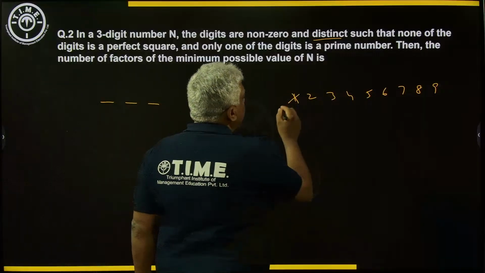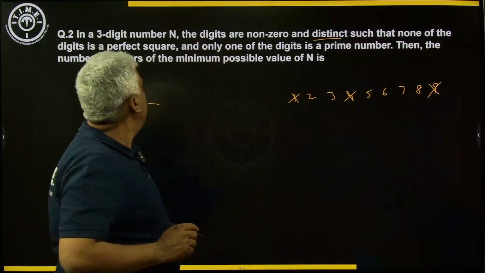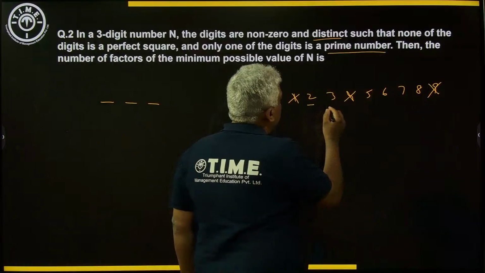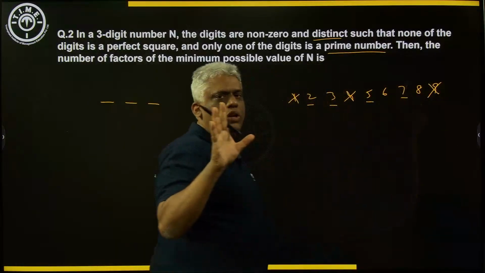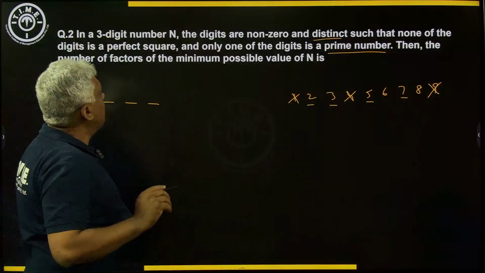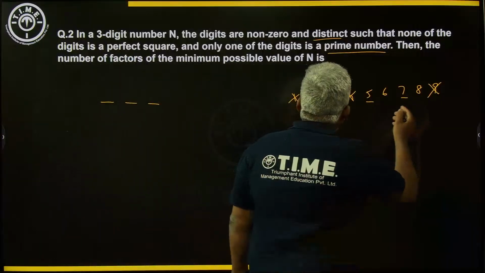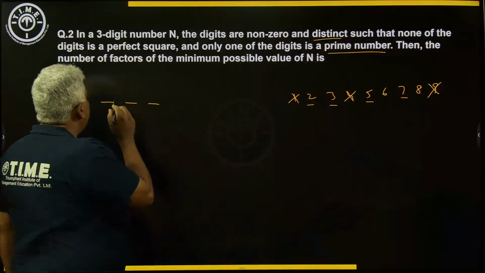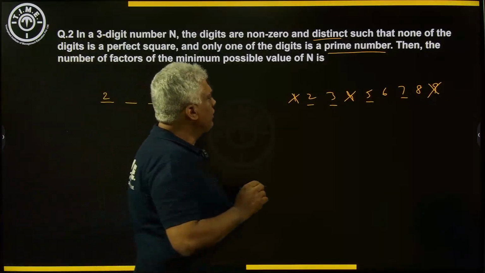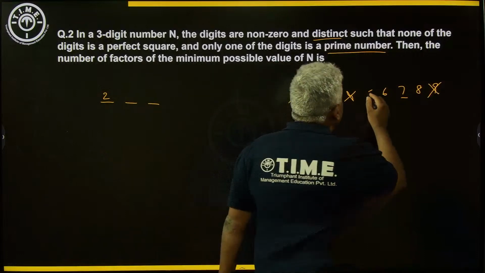So 1 is gone, 4 gone, 9 gone. None of the digits is a perfect square, and only one digit is a prime number. Out of 2, 3, 5, and 7, we have to take only one. And they're asking the number of factors of the minimum possible n. Minimum number: whatever the digits are remaining, minimum is 2. So we'll try to keep the minimum digit at the 100s place, right? This is 2. 2 is prime. So prime we already took, right? So now 2 is gone. We have already taken it. 3 we can't take because only one prime. 5 is gone.